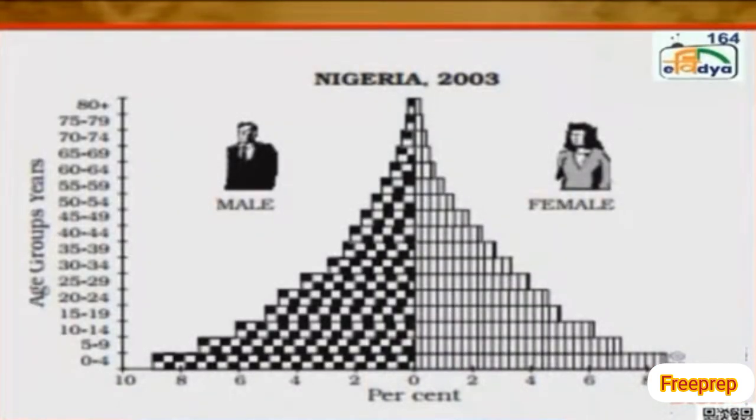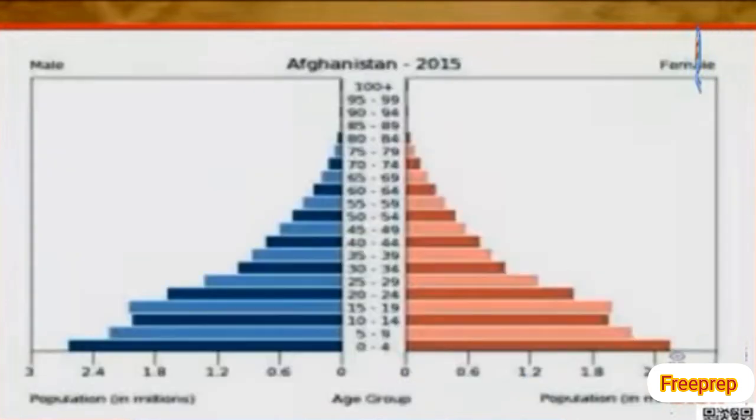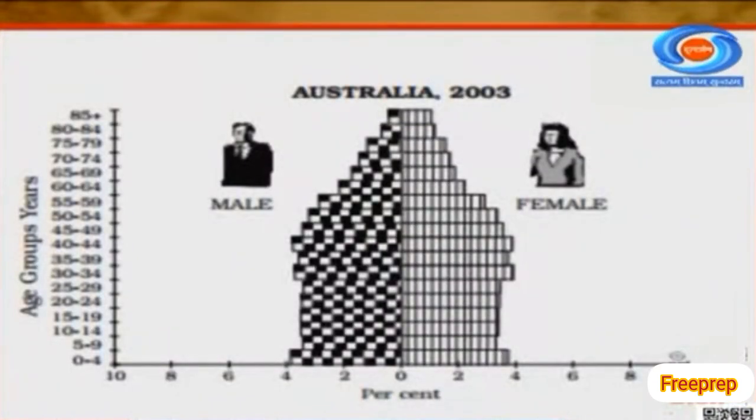Here we see the pyramids showing the population of Nigeria, 2003 census, and Afghanistan, 2015 census. The constant population is bell-shaped, tapered towards the top. The population grows at a very slow rate. There is a lump in the pyramid between the ages of about 40 to 50. As this population ages, it climbs up the pyramid, unlike the Afghanistan and Nigeria pyramids.